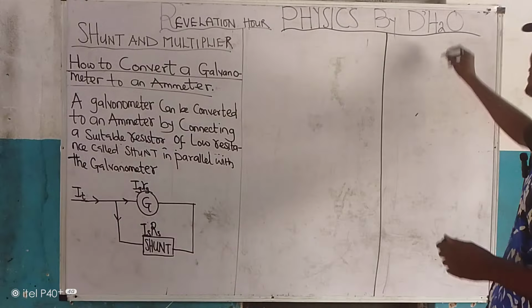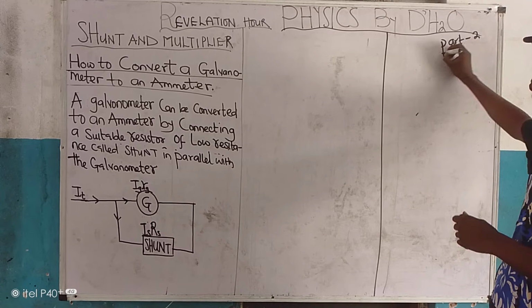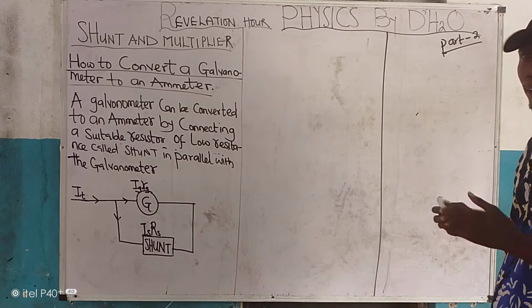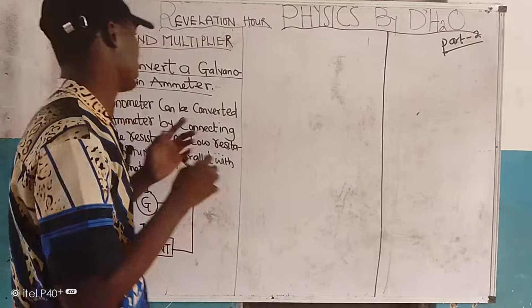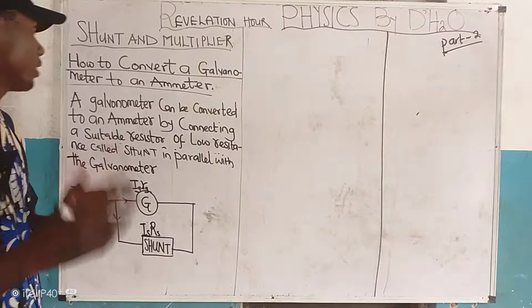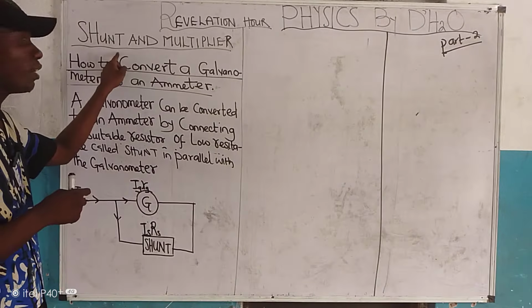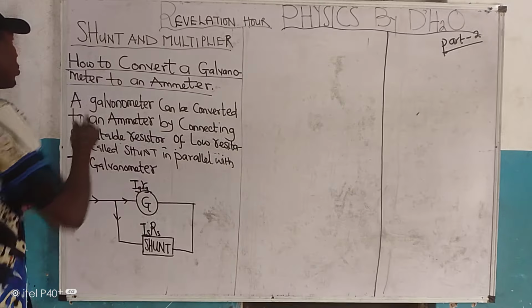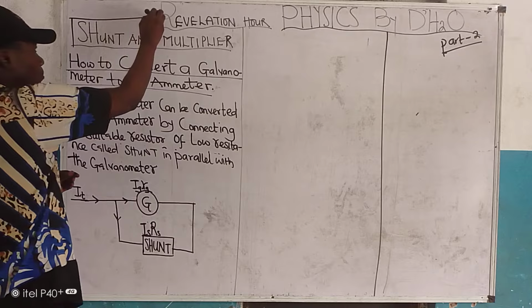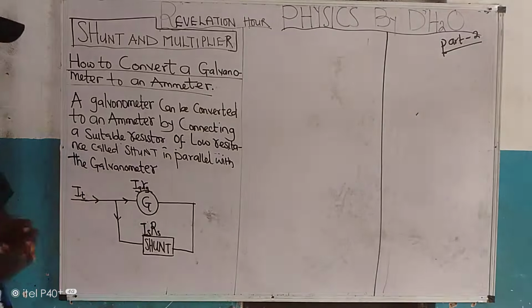We are going to take the revelation hour of our physics part 2. In today's video lesson, we are going to be looking at two important resistors in DC circuit. These resistors are one, shunt, while the other is multiplier. Take note of this important topic because it's a very interesting topic and you are likely to see it in your JAM exam.